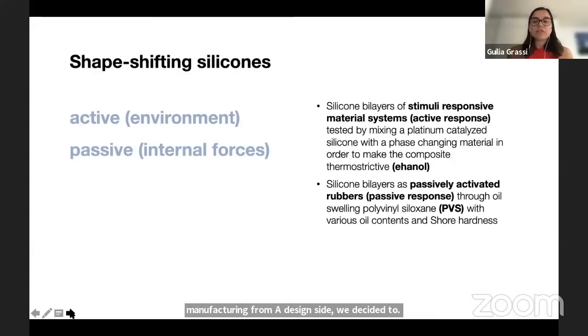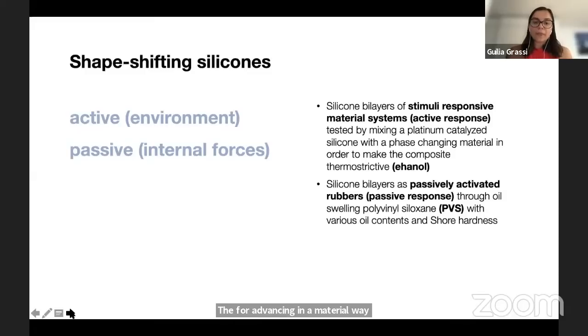So the aim of the project was to create these responsive material systems. And we were able to tackle this problem by exploiting silicon bilayers. So we were using 2 layers with different materials, so with different properties that upon actuation will cause a stress mismatch, therefore a bending in the material.